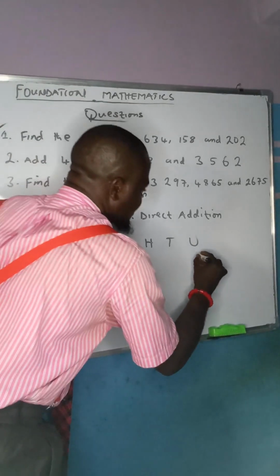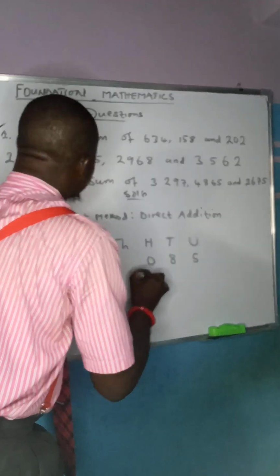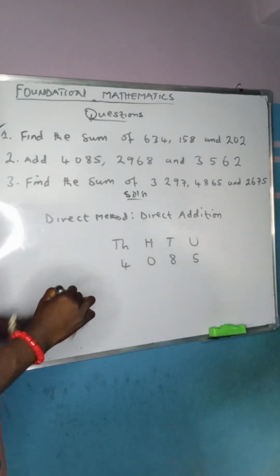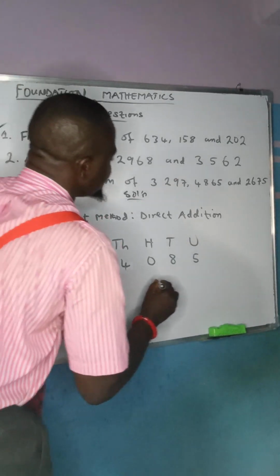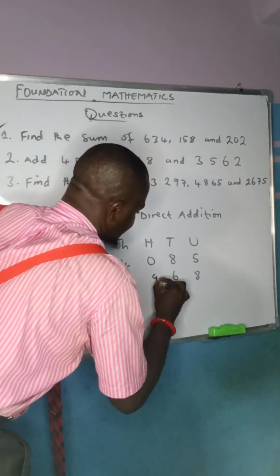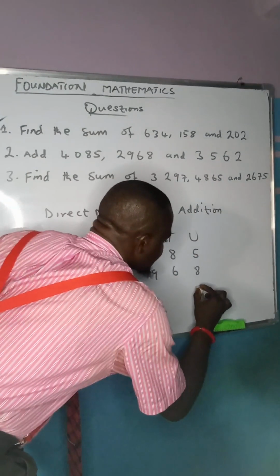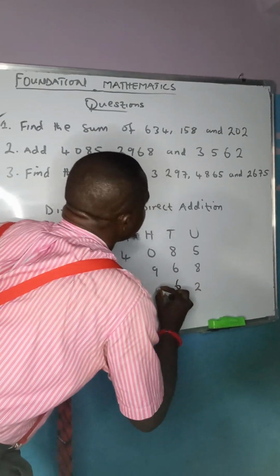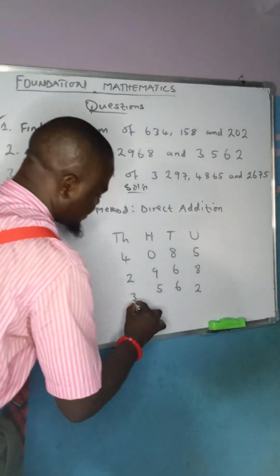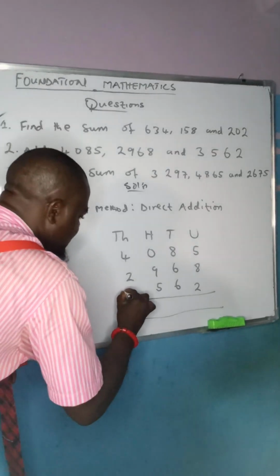5 is the unit here. In that number 1, I write 5. 8 is the tens. 0 is 100. 4 is 1,000. That's why they say 4,085. Now, this place, the unit there is 8. Second line, 8, 6, 9, and 2. This one, the unit there is 2, 6, 5, and 3. So you roll it. Good. You put your plus here.